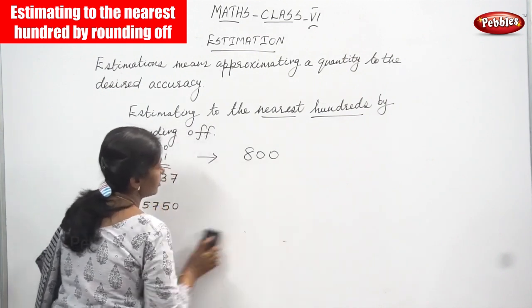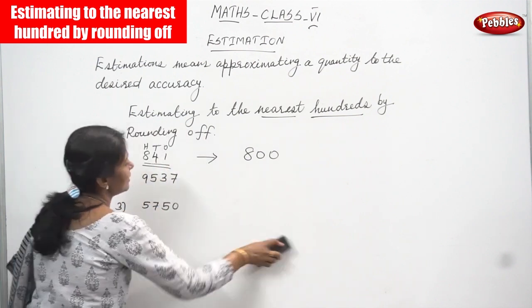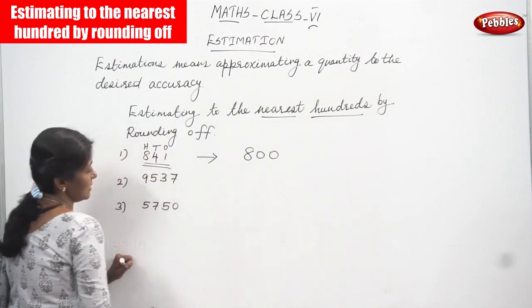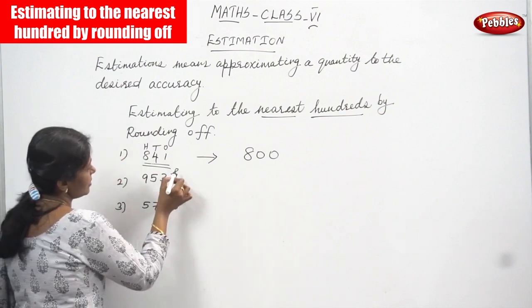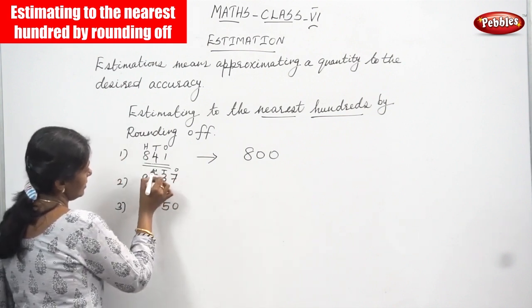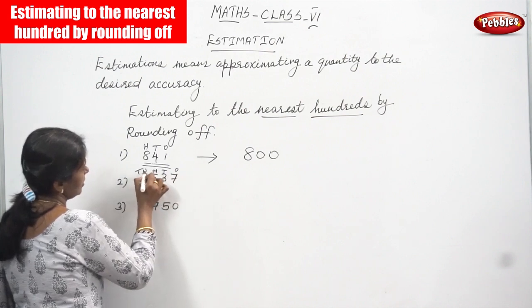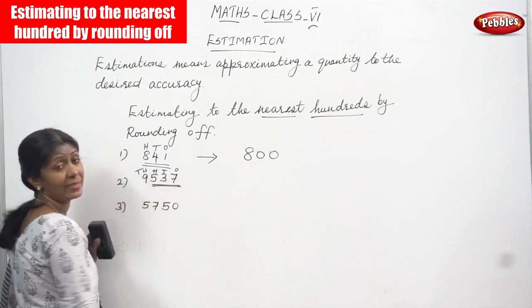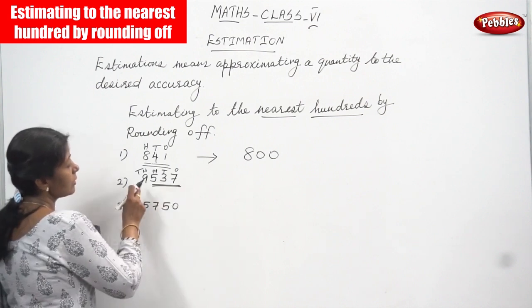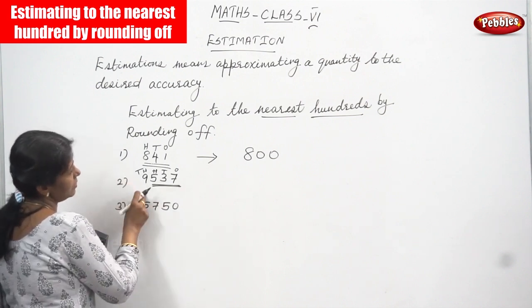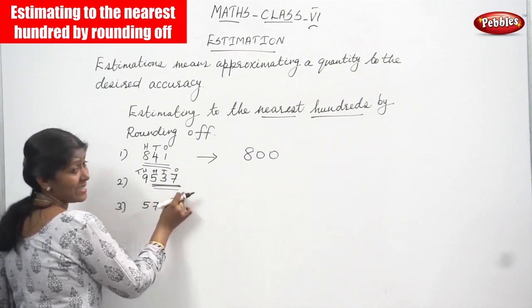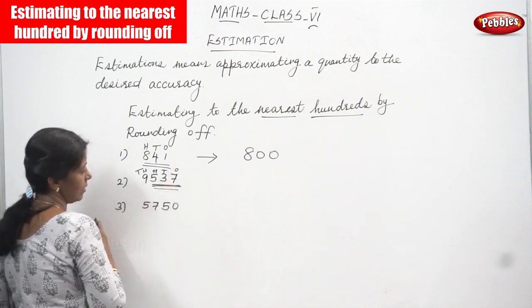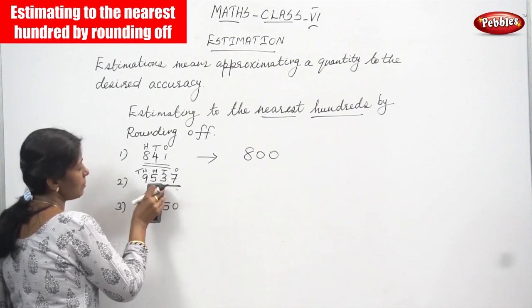Next question. Now we are going to see the next question, that is 9537. Look at this number. This is ones, and again tens, and this is 100, and this is 1000. So 537, you have to consider for the nearest 100.